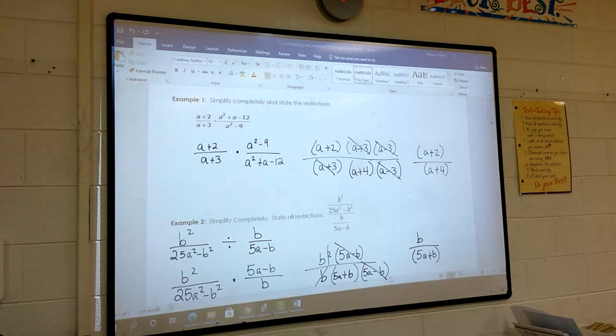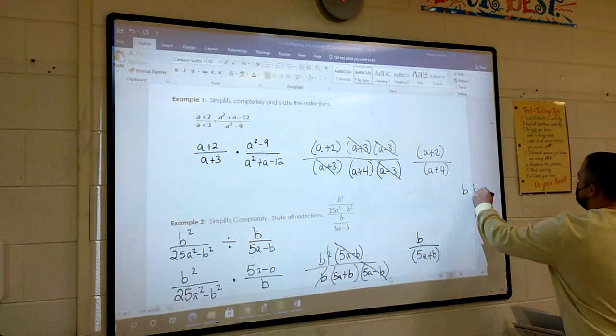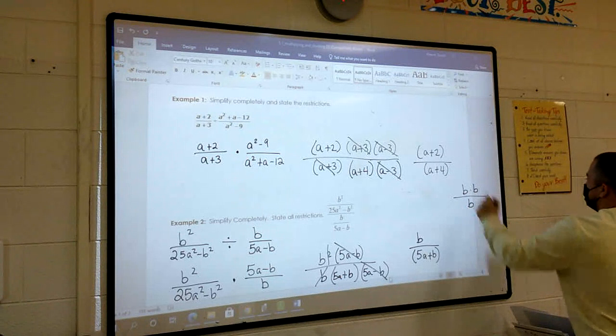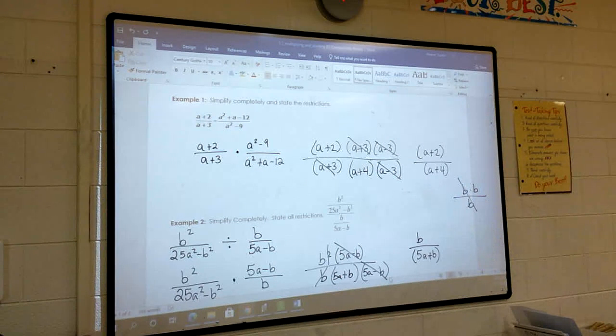It's the same thing. Some people have trouble seeing that. B squared is the same thing as saying b times b, and then b on the bottom. So you're able to cancel out a b on the top and a b on the bottom. So you're left with just b on top. That's simplified completely. Whew. Okay, so b over 5a plus b is the final answer.